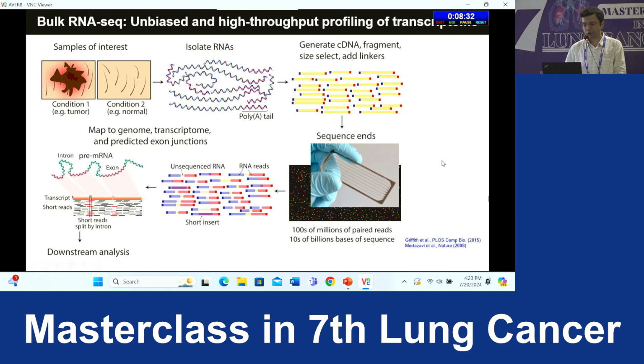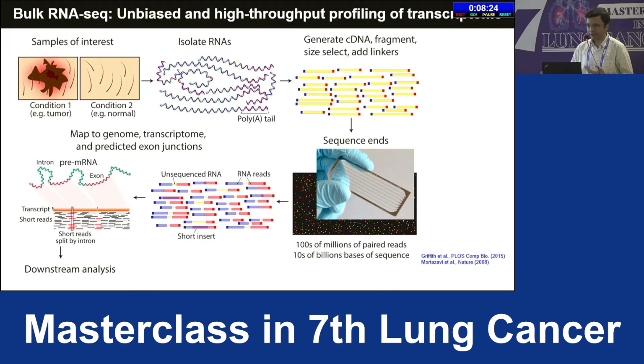You start from a tissue and isolate the RNAs. This is easy to do because they have poly A tails. You can generate cDNA, fragment them, size select them, and put them on a sequencer. When you get this sequencing readout, it tells you the molecular makeup of each tissue. This could be one condition, it could be a tumor, a cancer, or a normal sample.